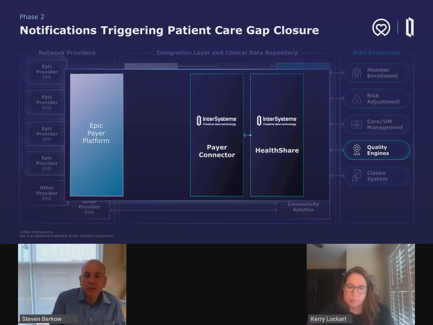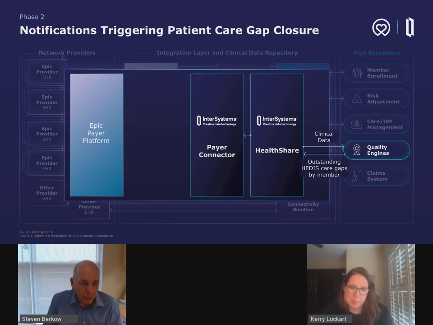One more use case, again, just three. And this is notifications to trigger patient care gap closure. I'm guessing a number of you are catching on how this works now, but the interesting thing here is HealthShare is communicating with a different back-end system, a proprietary system that Medica is already relying on. So Medica's existing workflow on the back end for identifying care gaps. So clinical data that HealthShare's already connected via Epic Payer Platform, and sometimes via that connectivity solution with other EHRs, is pushed into the quality engines.